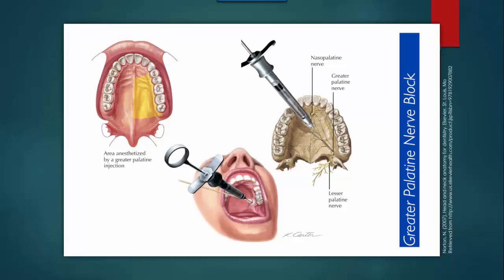Once at the target site, aspirate once, then deposit about 1/8 of a cartridge at a rate of 1 cartridge a minute. Blanching and palatal sweating around the needle are common and normal during deposition.